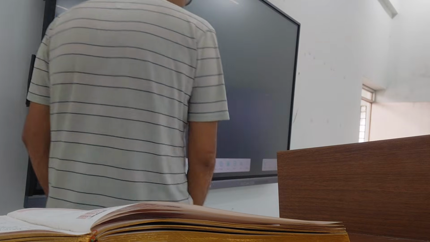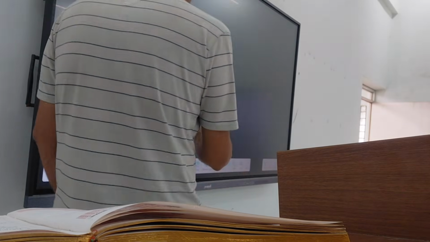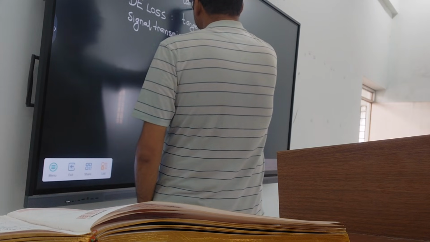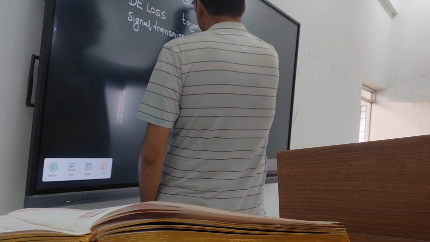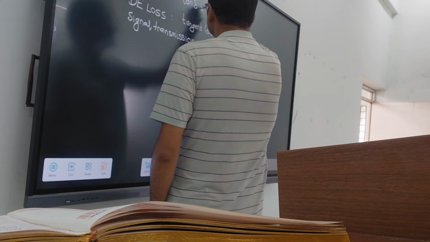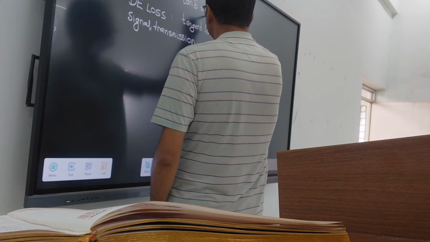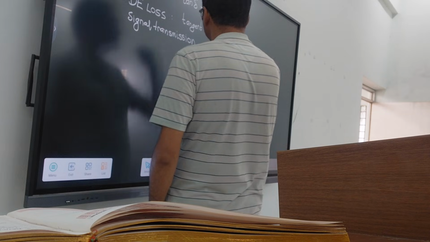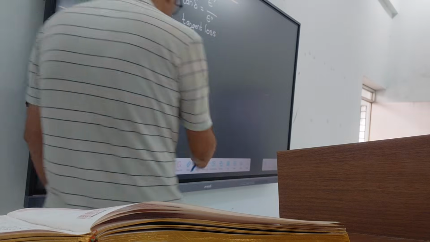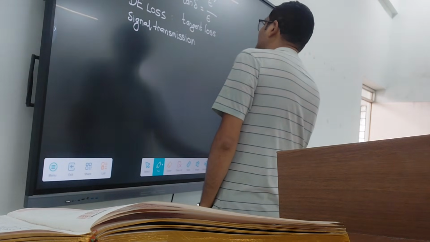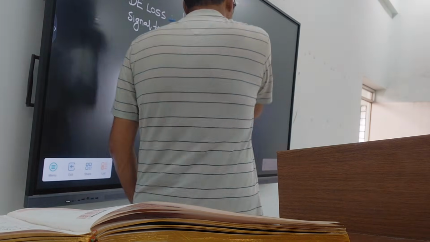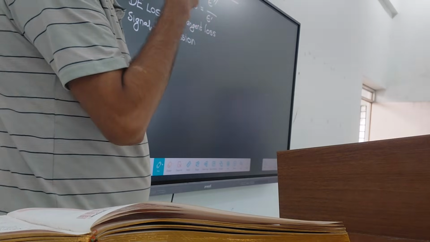Why is it called a tangent loss? Because it is expressed as tan delta, which is a ratio of two quantities, epsilon prime and epsilon double prime. Epsilon double prime by epsilon prime. So this is also called a tangent. So what is this epsilon prime?